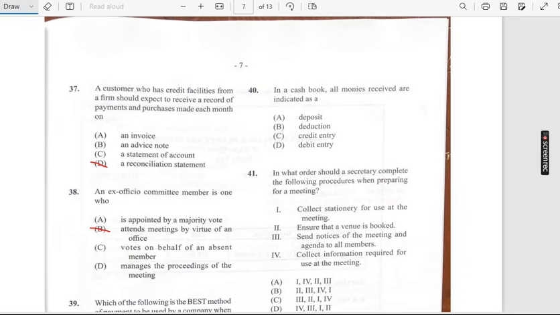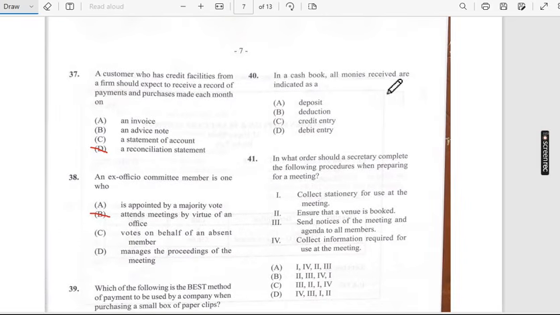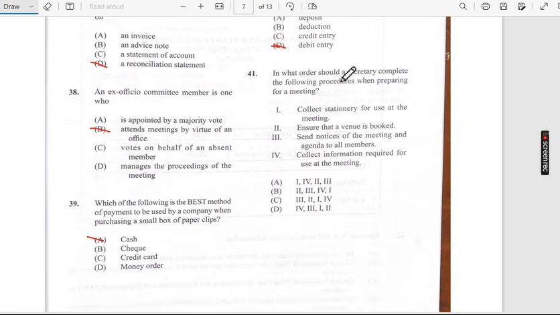Number 40 says in a cash book all monies are indicated as debit entry. Alright. Debit entry. Number 41. It says in what order should a secretary complete the following procedures when preparing a meeting? Alright, so let's check this now. Collect information. So first thing first, collect information. And after you collect information, you no.